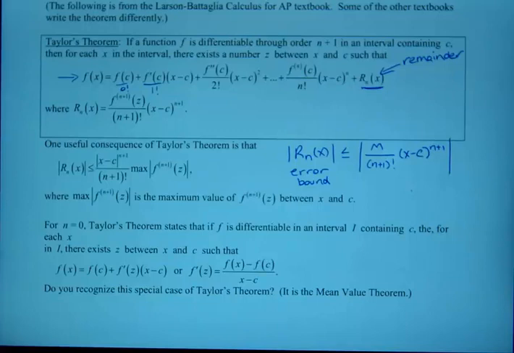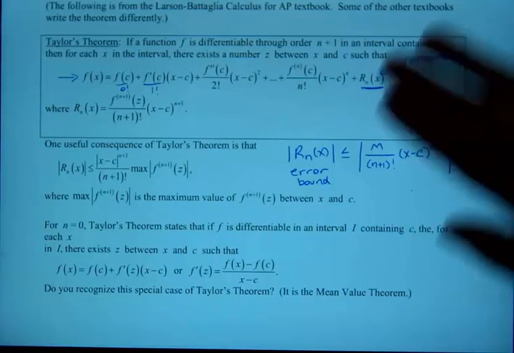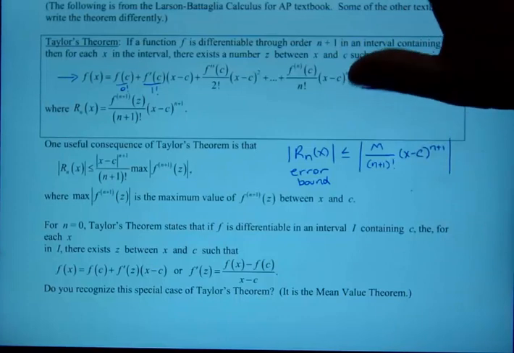Capital M to the n plus 1 factorial. Capital M over n plus 1 factorial times x minus c to the n plus 1 power. Okay. Now, I'm going to come up here. I want you to look at the screen. I'm going to cover up that R.